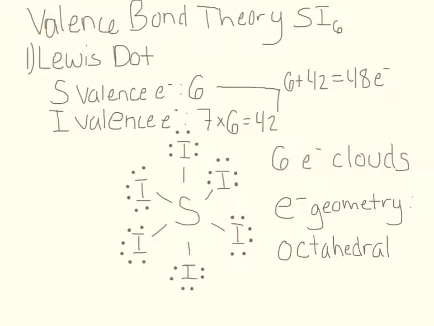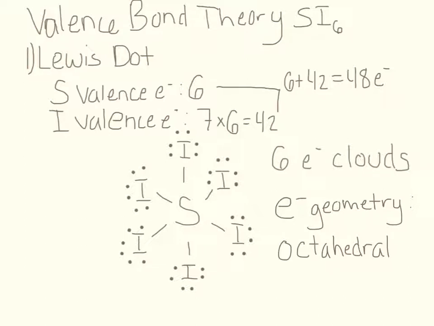Now, sulfur is able to have 6 bonds surrounding it because it has a d orbital available to it, and it does not follow the octet rule. We wouldn't be able to do this with oxygen per se, which is in the same period, because oxygen does follow the octet rule, and it does not have a d orbital available to it.